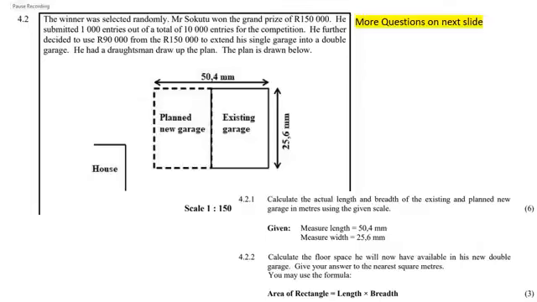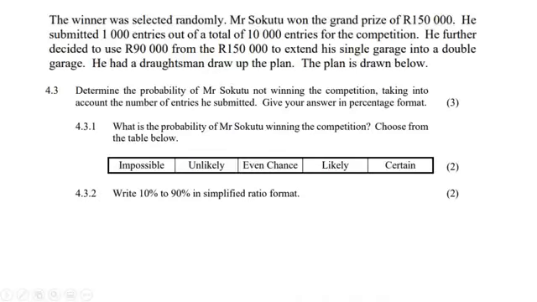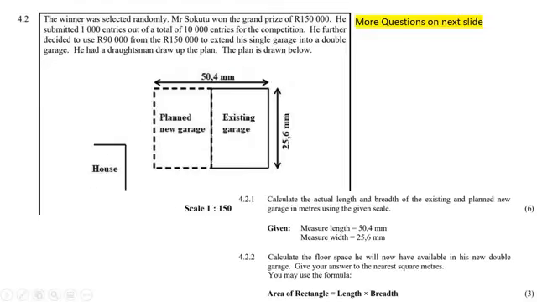Alright, so this question does carry on. We've got this part over here and then this part over here. The winner was selected randomly. Mr. Sokoto won the grand prize of 150,000. Okay? So this part's a bit weird. It makes you think like there was a previous question. Just don't worry about that one.